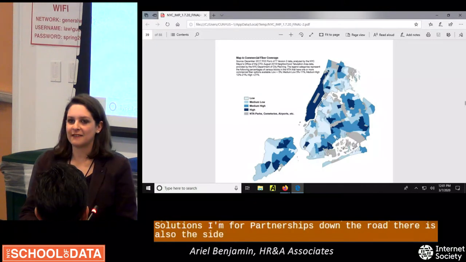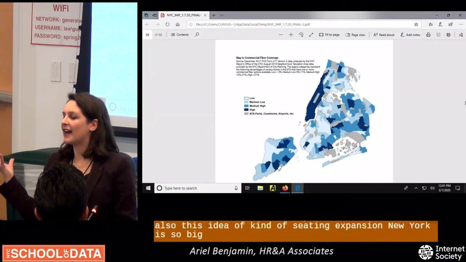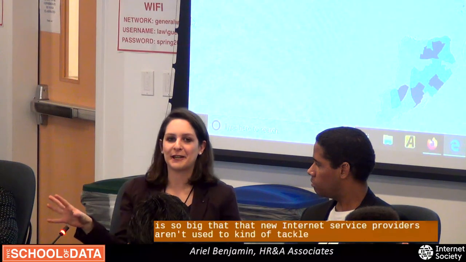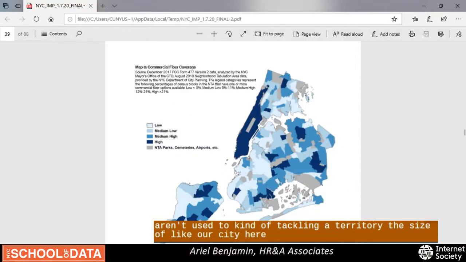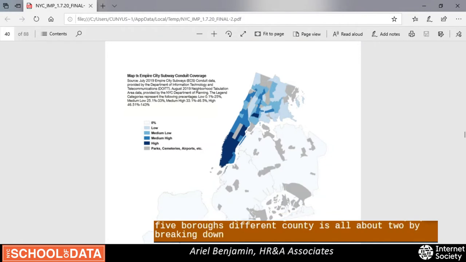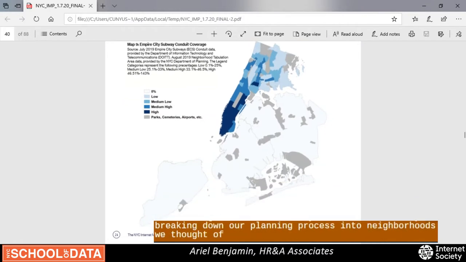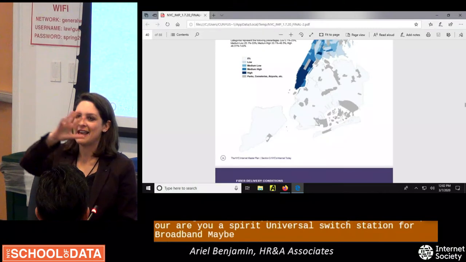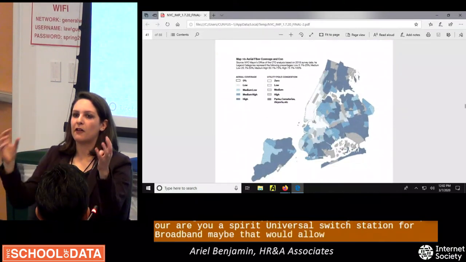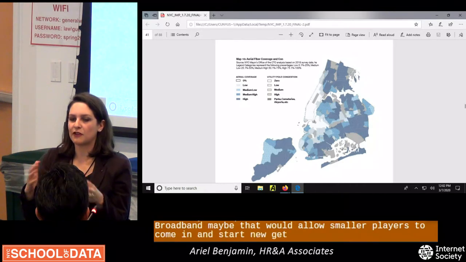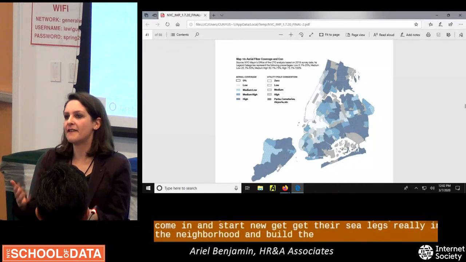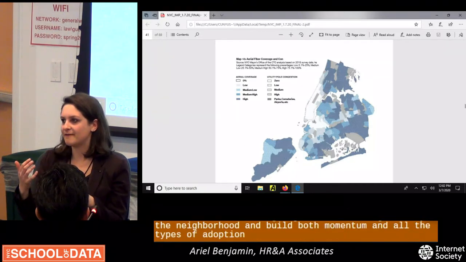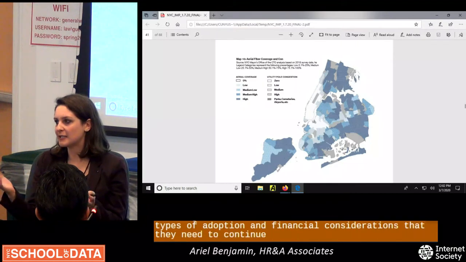There's also this idea of seeding expansion. New York is so big that new internet service providers aren't used to tackling a territory the size of our city. It's 8.5 million people, five boroughs, different counties, all of that. So by breaking our planning process into neighborhoods, something that can come up in our universal solicitation for broadband, that would allow smaller players to come in, start new, get their sea legs in a neighborhood, and build momentum and the adoption and financial considerations they need to continue to expand.